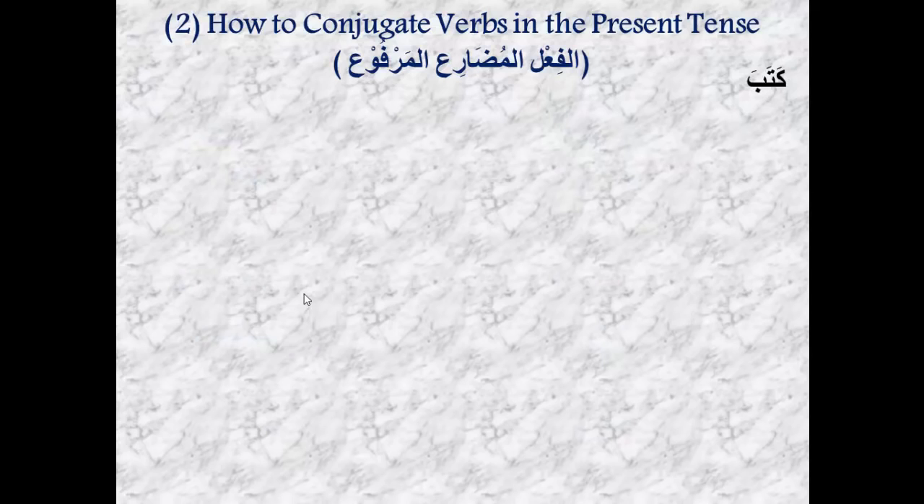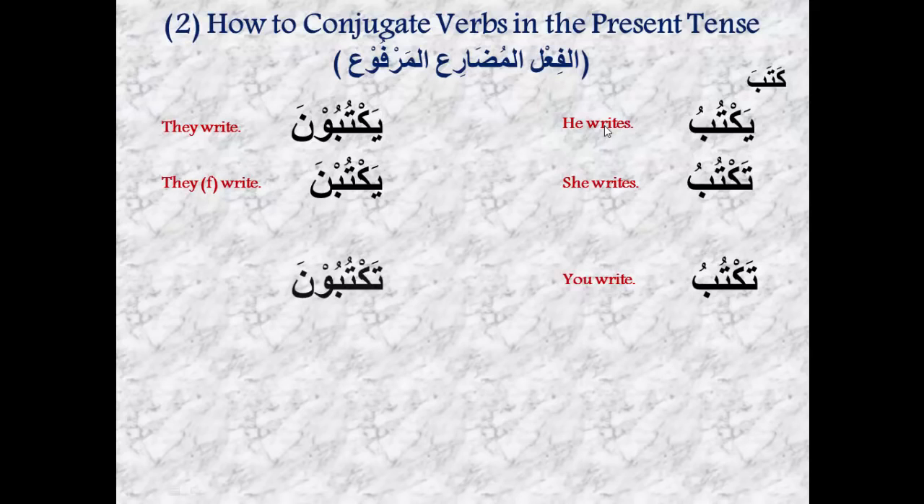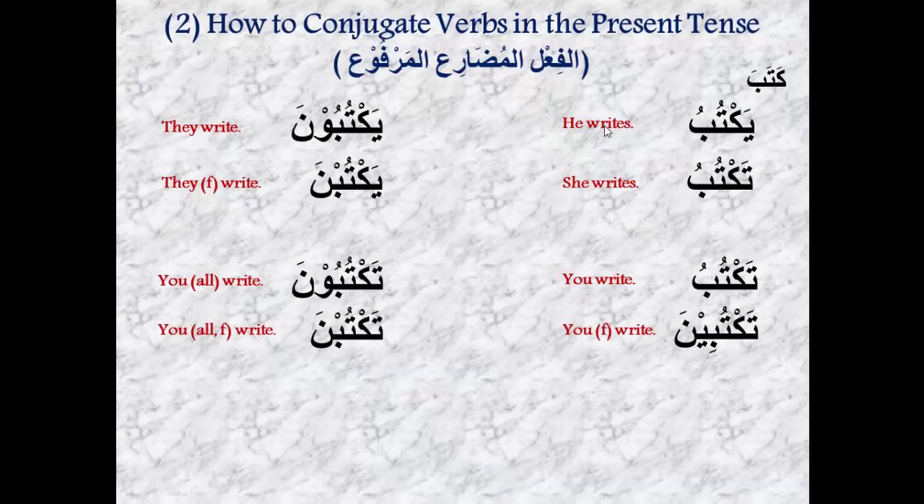Example number 2. Kataba, which means he wrote. In the present tense, it becomes yaktubu. Again, note the change in the middle vowel from fatha to a dhamma. This must be memorized. Yaktubu, which means he writes. They write. We add the una. Yaktubuna. Taktubu, she writes. Yaktubna, they, feminine, write. Taktubu, you write. Taktubuna, you all, masculine, write. Taktubina, you, singular feminine, write. Taktubna, you all write. Feminine. Ana aktubu, I write. Nahnu naktubu, we write.